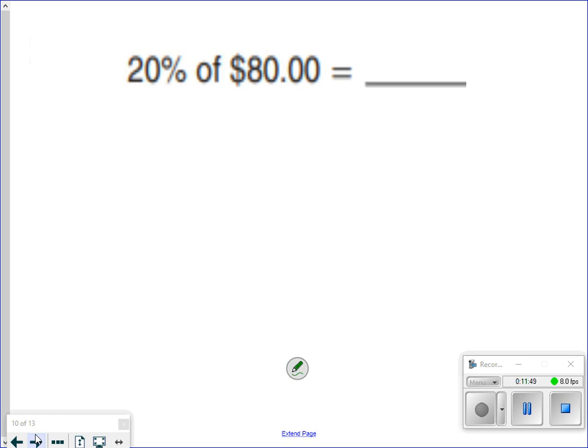Keep cruising along. 20% of $80. Now watch closely on how I solve this, okay? There's many ways to solve it, but I'm going to show you the quickest way. 20%, how do I write that as a decimal? It's 0.20, okay? Keep watching closely. $80, an easiest way to put that with all the zeros is just plain 80. Would everyone agree? I think so, okay?